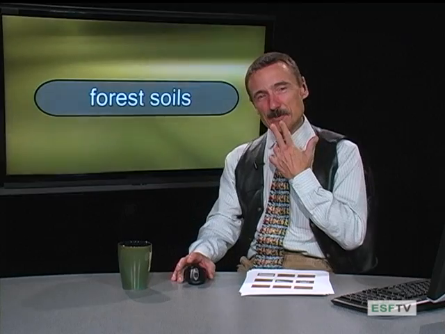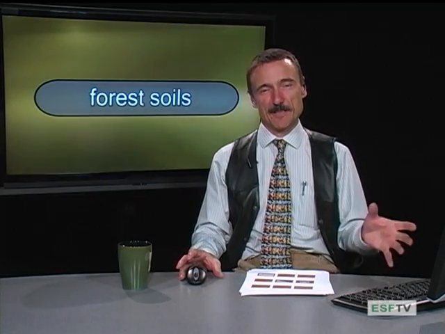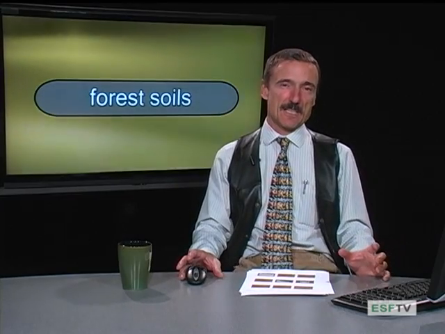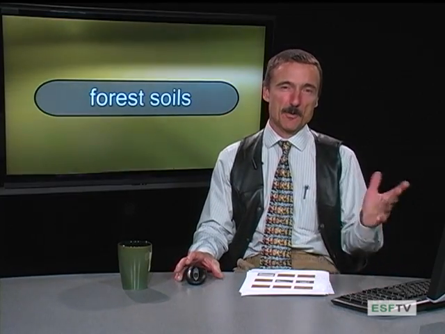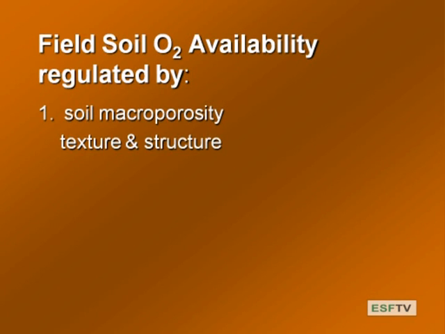So what controls availability of oxygen? Now we think about how we get to an aerated condition, and we start to think about the constraints on oxygen and CO2 production. We'll review those. The first thing is macroporosity. Remember, large pores don't hold water against gravity, and we've been stressing that.